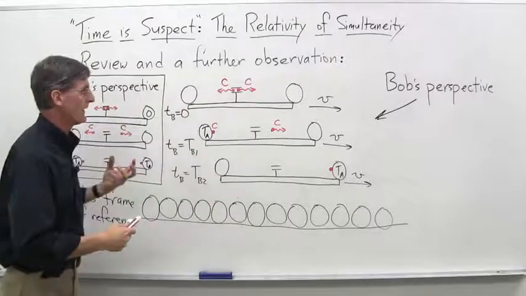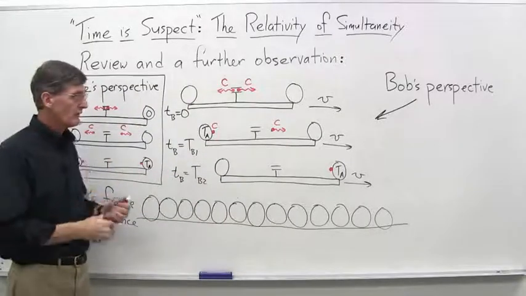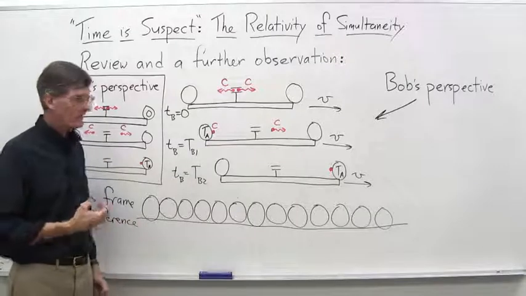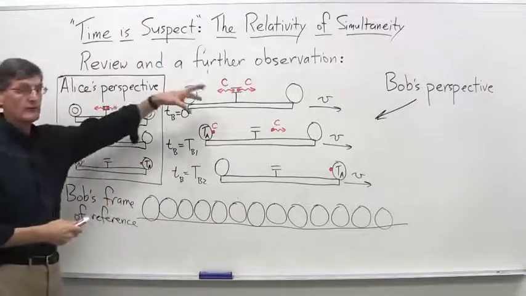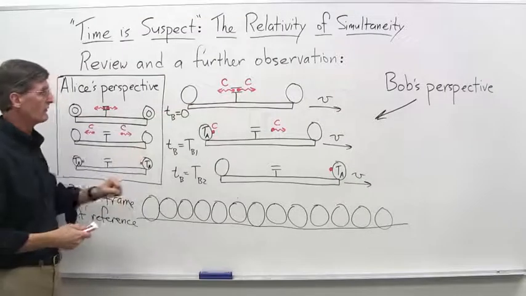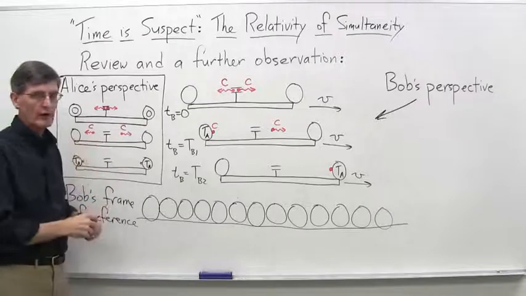Okay, let's do a review of what we've just been doing, just to make sure we're understanding this as best we can and more or less on the same page here. And then we're going to make a further observation as well with this whole idea of the relativity of simultaneity, and especially what Bob is observing here.